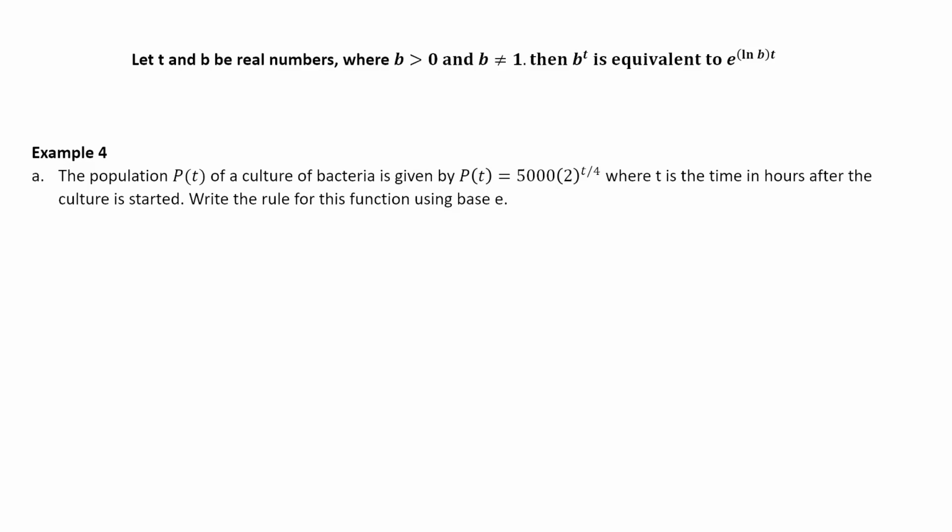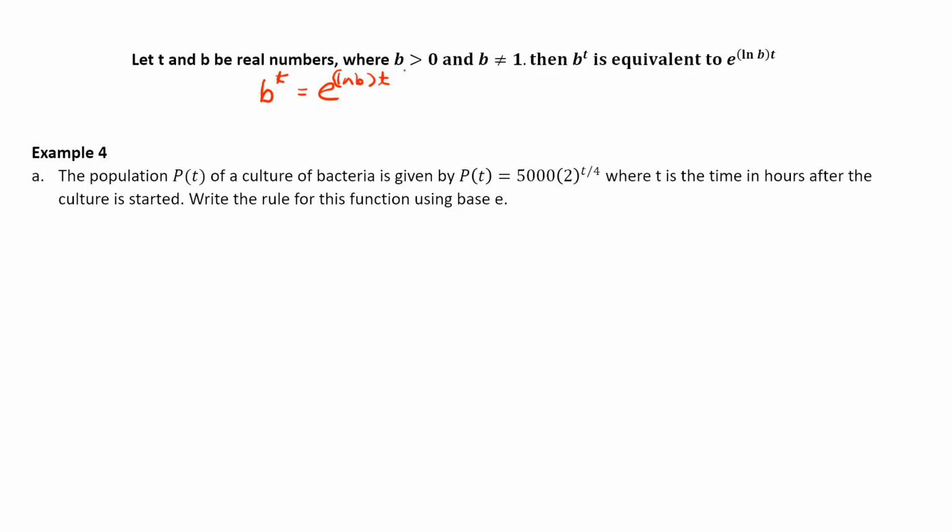Let t and b be real numbers where b is greater than 0 and b is not 1. Then b to the t power is equivalent to e to the natural log of b times t. And we can quickly prove that this is true just by saying, well, is b to the t power equal to e to the natural log of b times t.